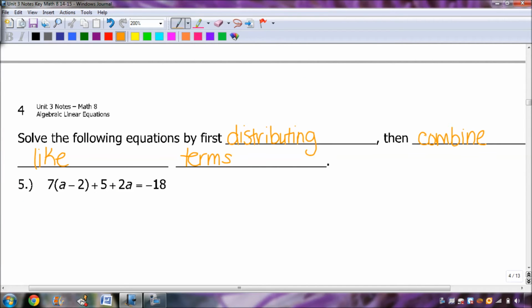Well, sometimes you've got to distribute in an equation, and sometimes you'll have like terms in an equation, and this is going to help you out with all of this information, okay? So how do you do this in your equations? Turn to page 4 and let's look at what it says.